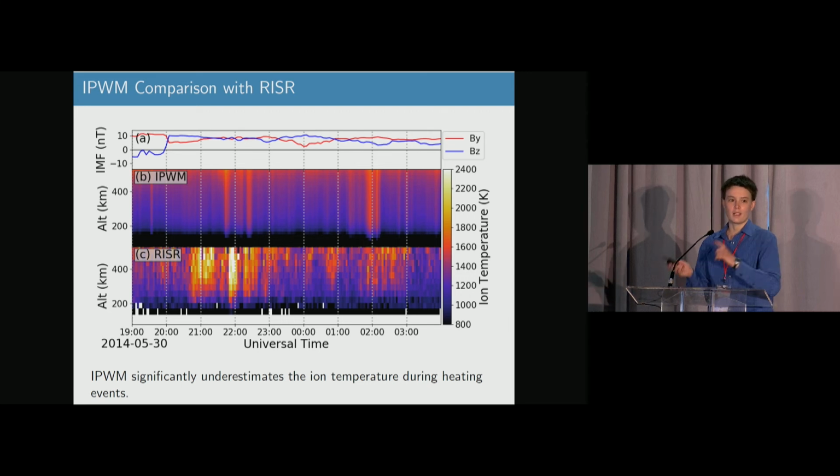However, when we compare that with the RISR data, what we did is we took the one cell from IPWM that RISR was underneath, and we plotted it against the RISR high elevation beam altitude. And you can see that this is the period we were looking at. Yes, you have heating, but nowhere near as much as you see in RISR. So even with inputs as realistic as we could put in from global drivers, we're still not reproducing this degree of heating that we see in the RISR data.